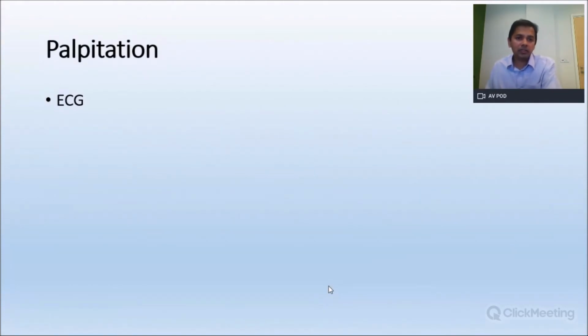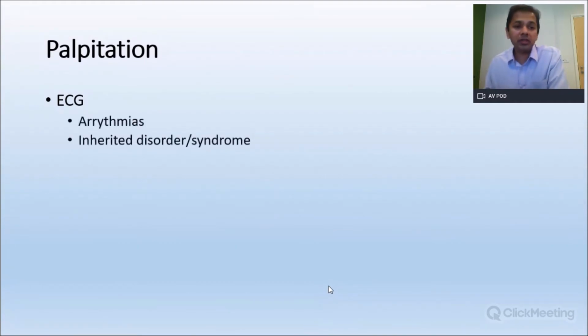So the last 2 cases were palpitation patients. In the last 2 cases, the culprit was ectopics. So, other causes of palpitation. When a patient comes with palpitation, you should do an ECG. ECG can tell you whether he has any arrhythmias, or sometimes you can see an abnormal ECG which may suggest an inherited disorder or syndrome just by looking at the ECG.